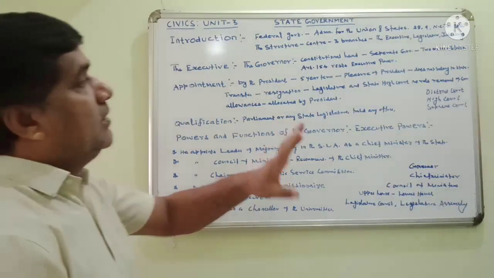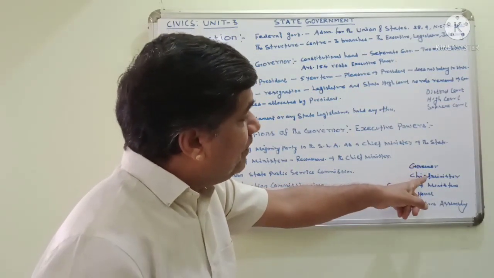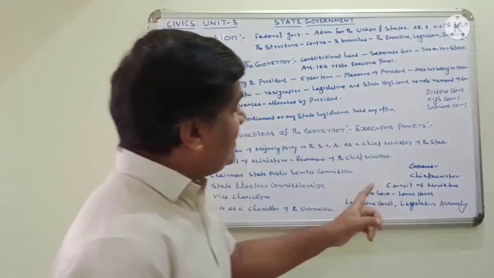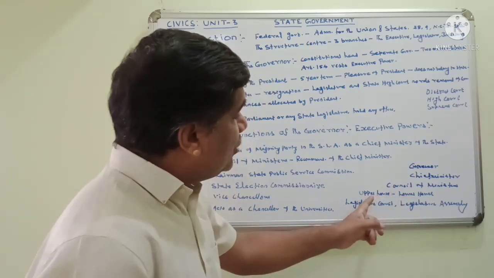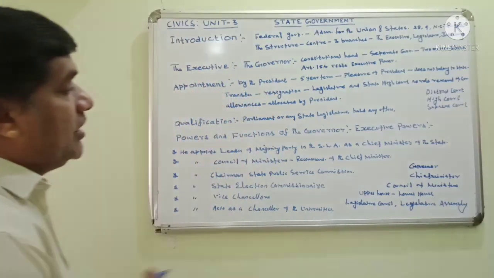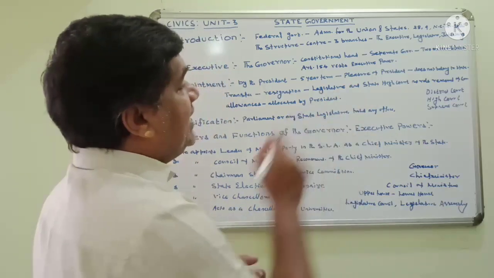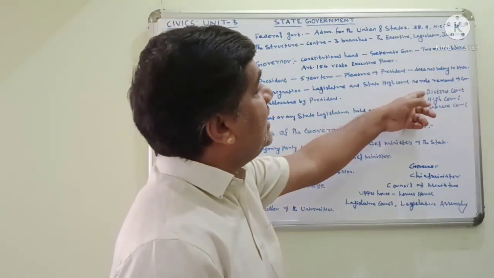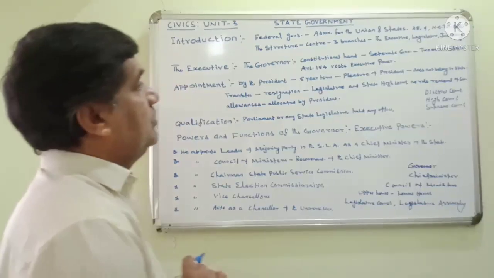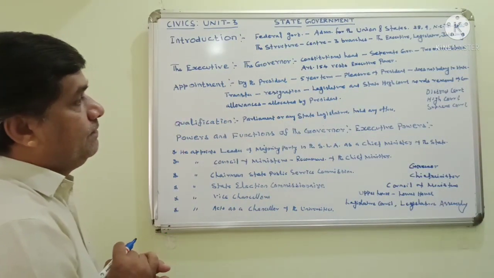Once again, listen here, students. The executive consists of the governor, chief minister, and council of ministers. The legislature consists of the upper house and lower house. The upper house is known as the Legislative Council and the lower house as the Legislative Assembly, like the Rajya Sabha and Lok Sabha. And the judiciary consists of 3: the district court, the high court, and the Supreme Court. Note it. These are the structure of the state government.